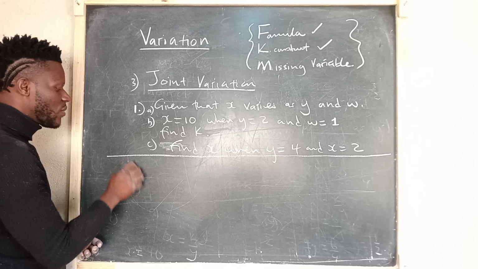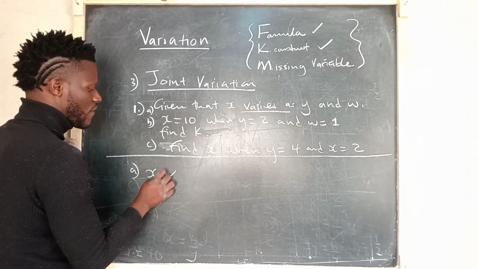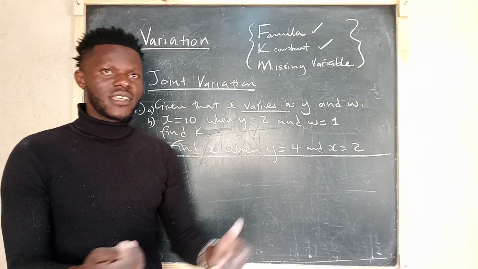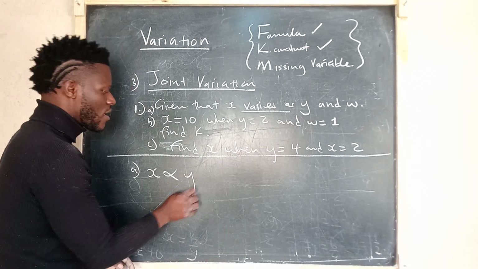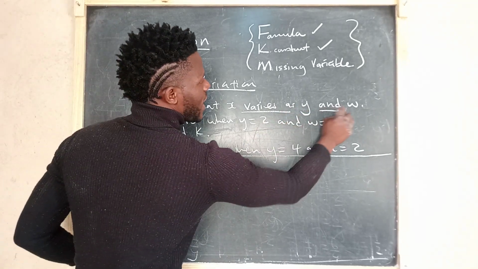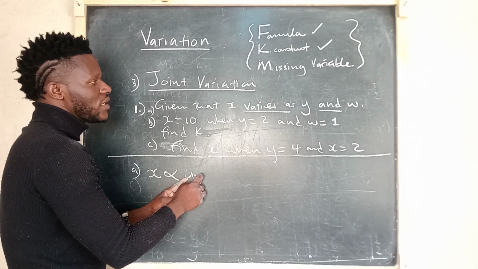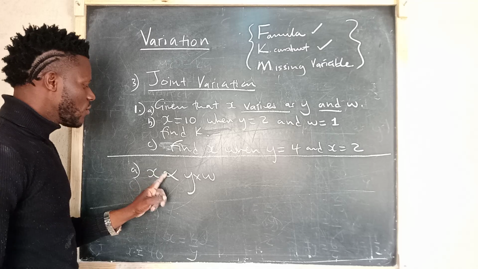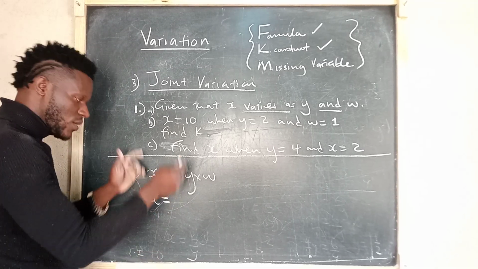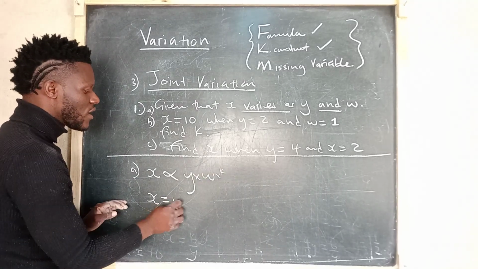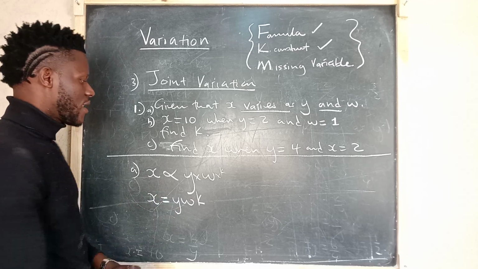So let's go through the first part of the question. Given that x varies, in this case it's almost direct variation because we are saying x varies as y. After y, we have this term "and", and it needs multiplication. So it's x varies as y times w. Then we still need to introduce the constant k. It becomes x equals k multiplied by these terms, that is x equals ywk. That's the formula.